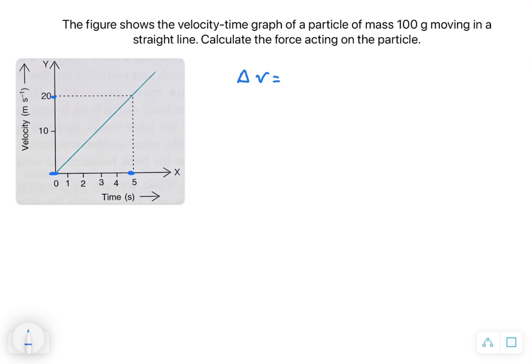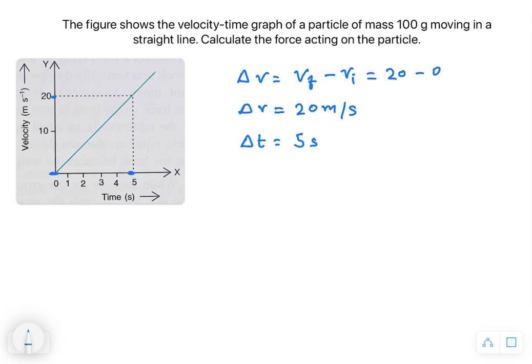So delta V is final velocity minus initial velocity. That will be equal to 20 meters per second minus 0 meters per second. So delta V, change in velocity, will be 20 meters per second. The time is 5 seconds. Delta T is 5 seconds. You can see the time increases from 0 to 5 seconds.